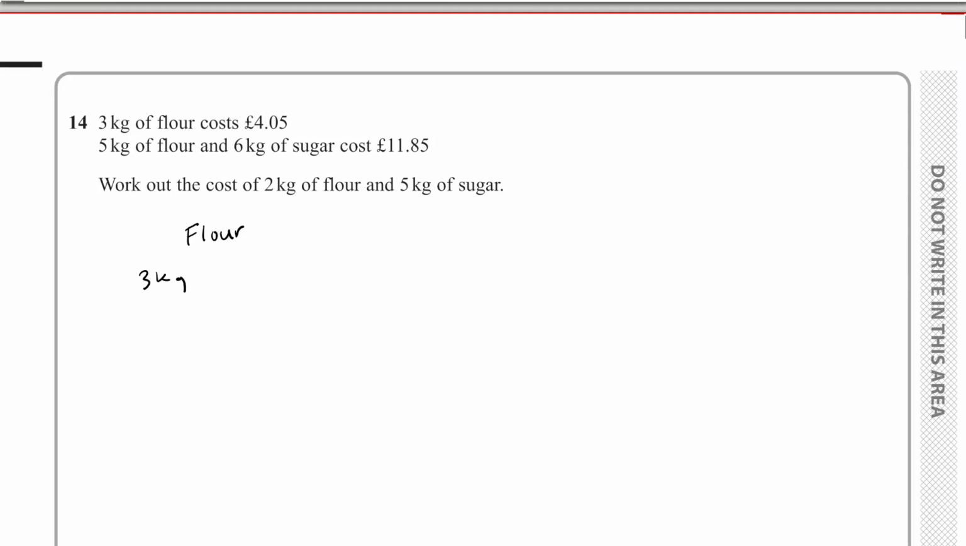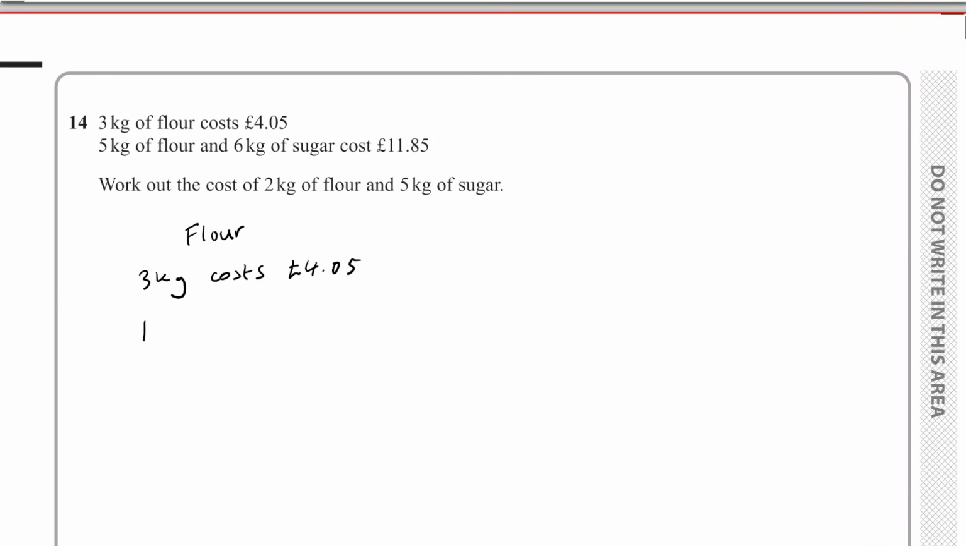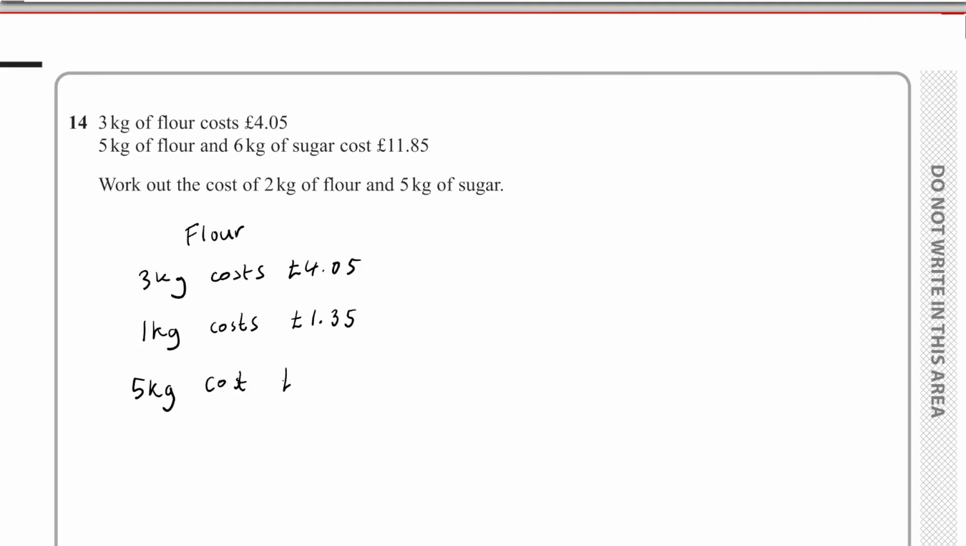We know 3 kilograms costs £4.05. So to find 1 kilogram, we divide by 3. So £4.05 divided by 3 is £1.35. So 1 kilogram costs £1.35. We're now going to use that to work out the sugar, and we're going to need 5 kilograms of flour. So 5 kilograms will cost £1.35 times 5. So £1.35 for each kilogram. We've got 5, so we're at £6.75.